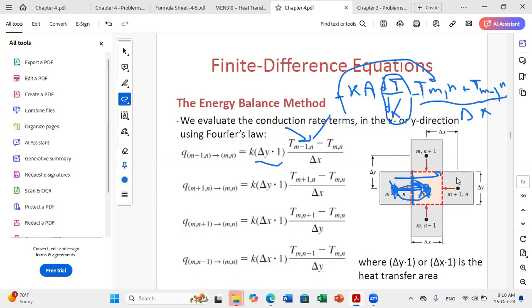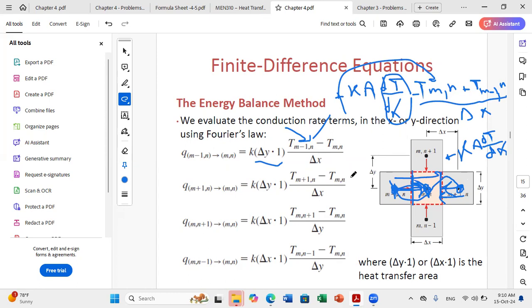While if you take this face, the expression will be plus K A dT by dx, because now your flux is opposing the x positive direction. So it's plus K A dT by dx, and you can replace dT by dx by temperature at this node, T(m+1,n), minus T(m,n) over delta x. Or in a second way of thinking, if I put the flux in this direction to be positive, the temperature at this node should be larger than this one. So I take T(m+1,n) minus T(m,n) over delta x.